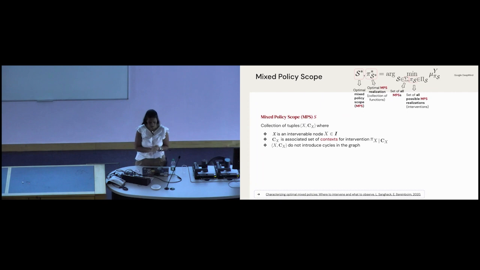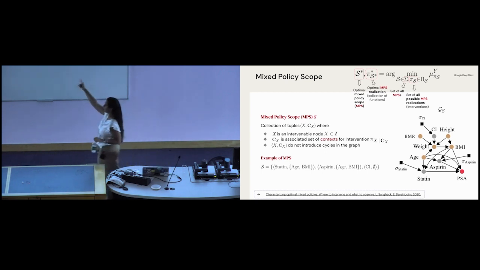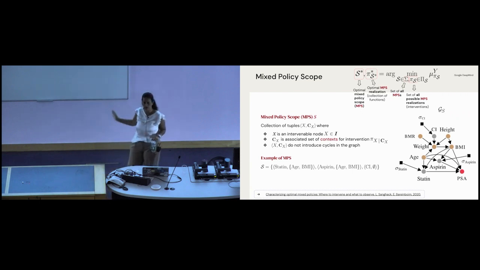So let's look at an example. In this causal graph here, you can think about a mixed policy scope as this S that you see here, which tells you that you intervene on statin, accounting for age and BMI. You intervene on aspirin, accounting for age and BMI. You intervene on calories intake, accounting for nothing. This is a hard intervention. You can have another mixed policy scope that tells you you intervene on statin with no context, so a hard intervention, and you intervene on aspirin with age and BMI, and any possible combination of hard and contextual interventions.